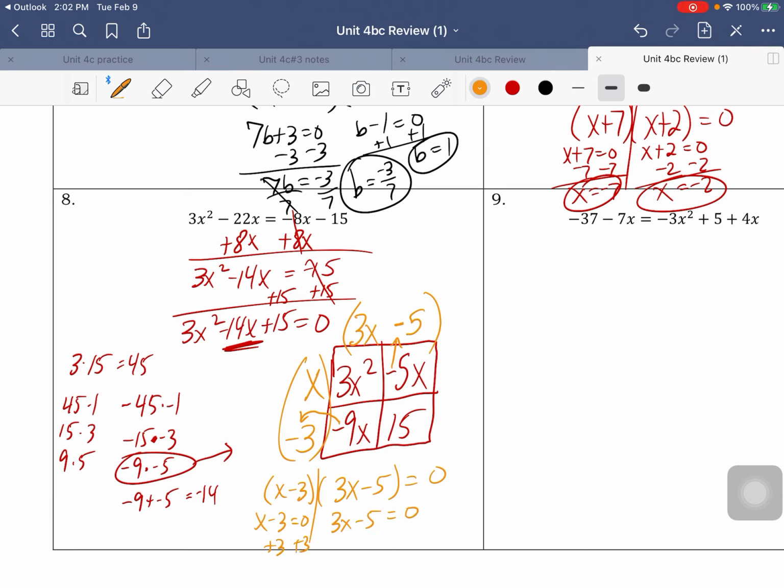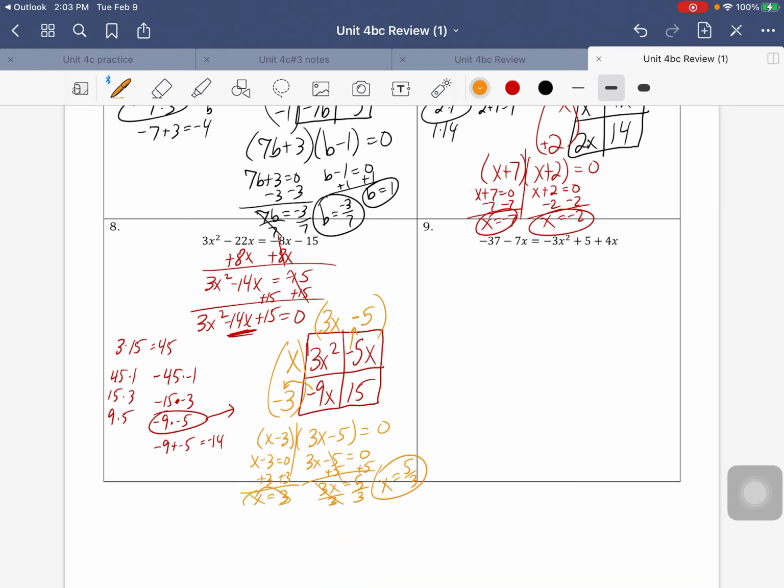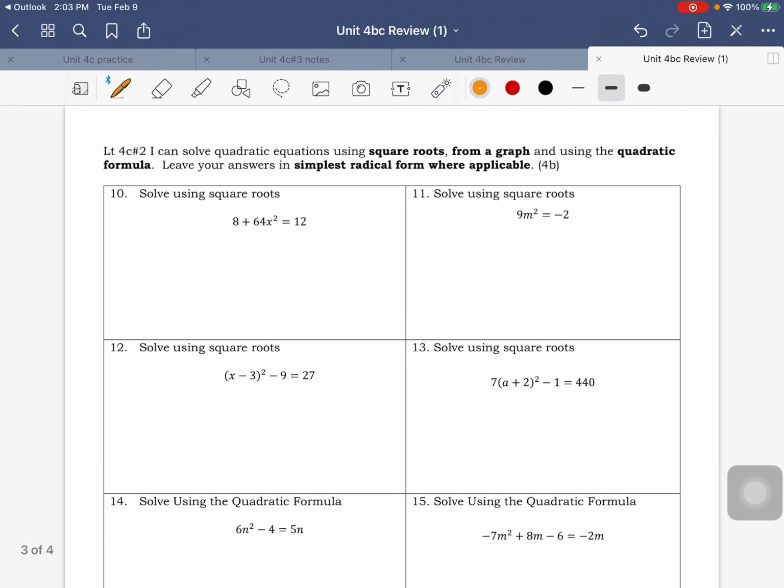Solve. One-step problems, you probably could do that in your head. Even a two-step problem, you probably could do it in your head. But if you put it on paper and make a mistake, I can see where you made the mistake, and I might actually give it all 100% correct if it's a small mistake. So, 3 and 5/3. Number 9, I'm going to skip that.